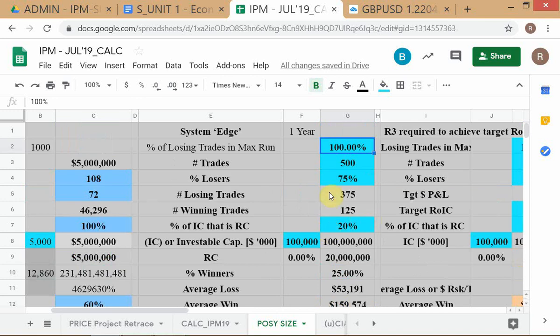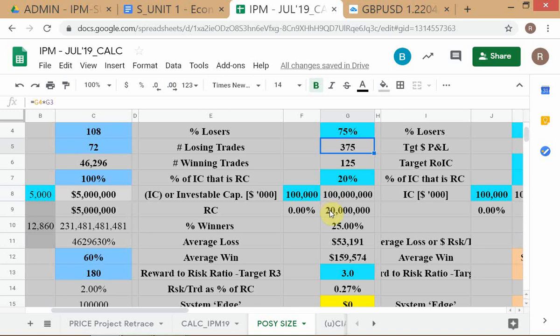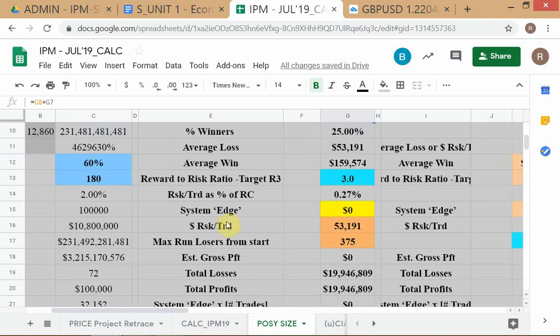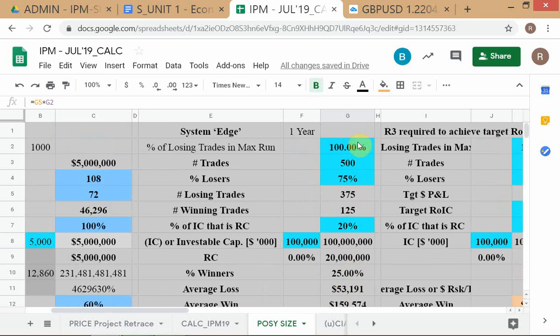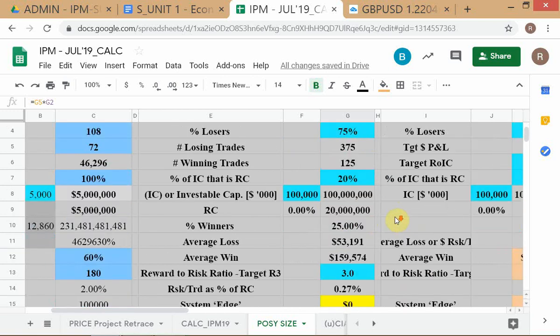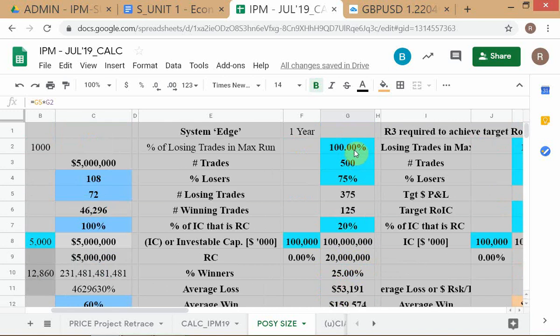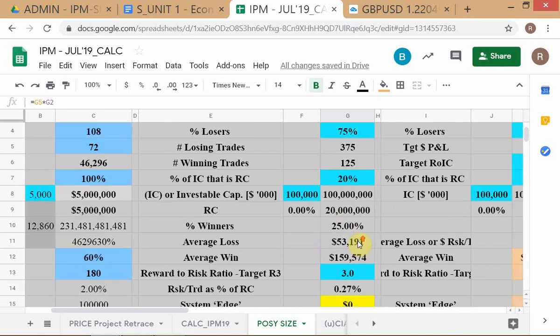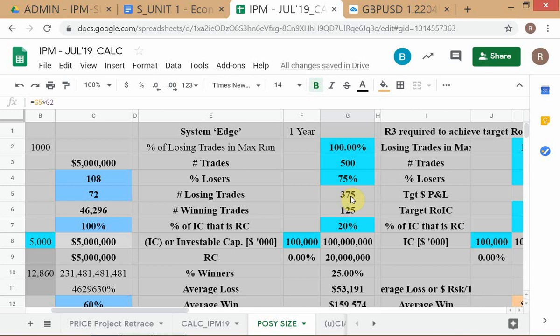Okay, so therefore what should I do in deriving this? Look at this cell G5, and look at this cell G9. In dollar risk per trade, what have I got? Look at the formula here. G17 is the same as G75. This is max run of losers from the start, because this is actually connected to this figure, 100%. That's why the formula takes this, because it allows you the flexibility. But therefore we take it from this 375. You can see it's the same as the number of losing trades.